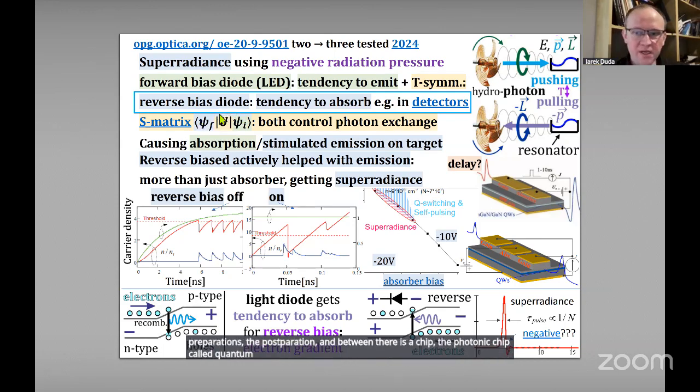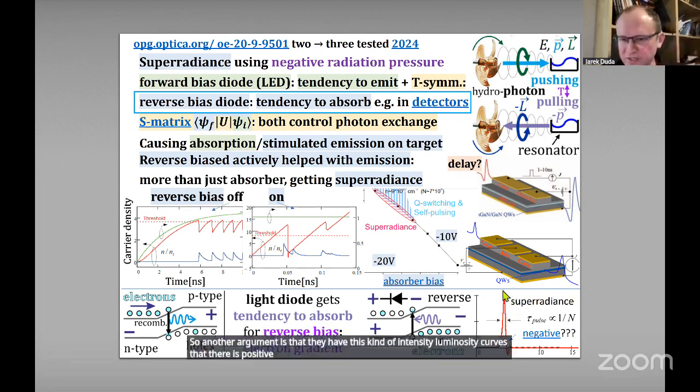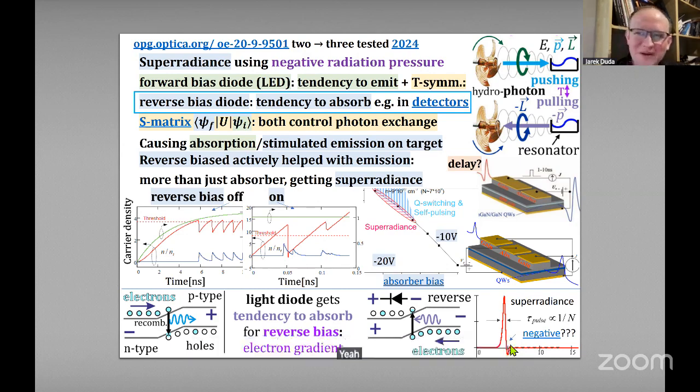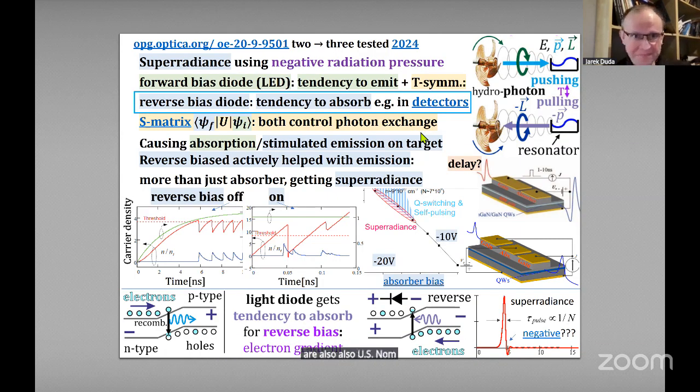Another argument is that they have these intensity, luminosity curves, where there is positive, the superradiance, but then there is negative. For a moment, the chip has a tendency not to emit, but to absorb, and it's seen as a negative signal. They often see negative signals, but usually ignore them. But I think they shouldn't. I think that the negative signal is also very important, as literally this negative radiation pressure. Also in astronomy, I will show in a moment.